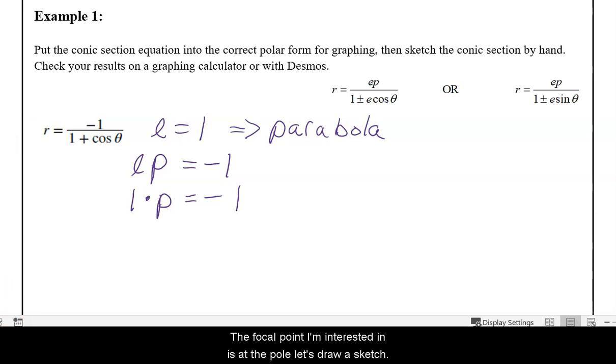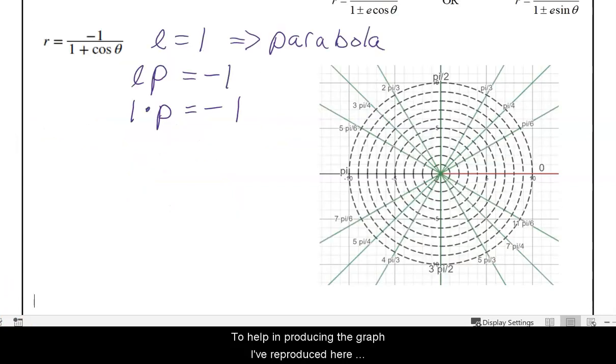Let's draw a sketch. To help in producing the graph, I've reproduced here the image of the polar coordinate system superimposed on the rectangular coordinate system, which is in the background, the squares. Now, remember that when we're graphing our conic sections, we're always going to put one of the focal points at the pole. The directrix line we're talking about is the one closest to that focal point. That means that right here at the pole, I have that focal point. I can use an uppercase letter F to represent the focal point.